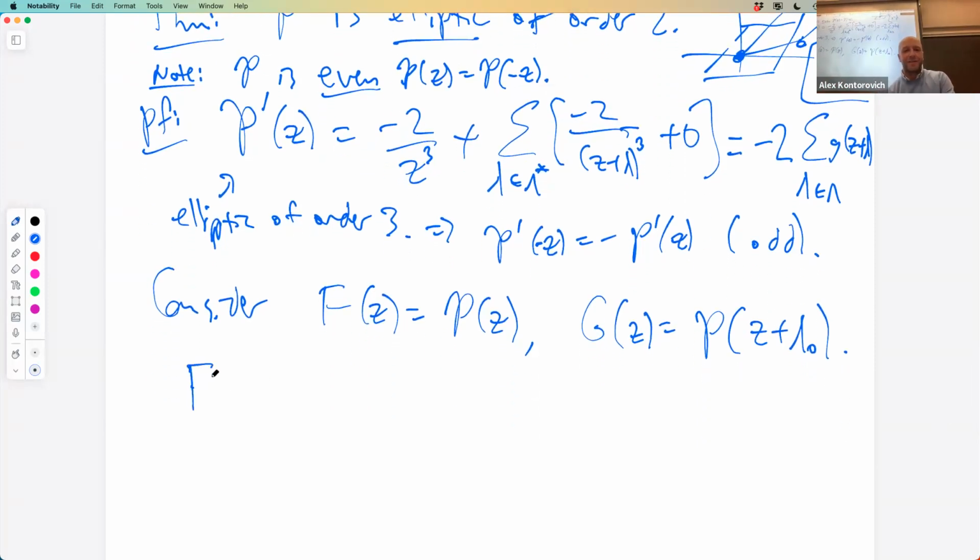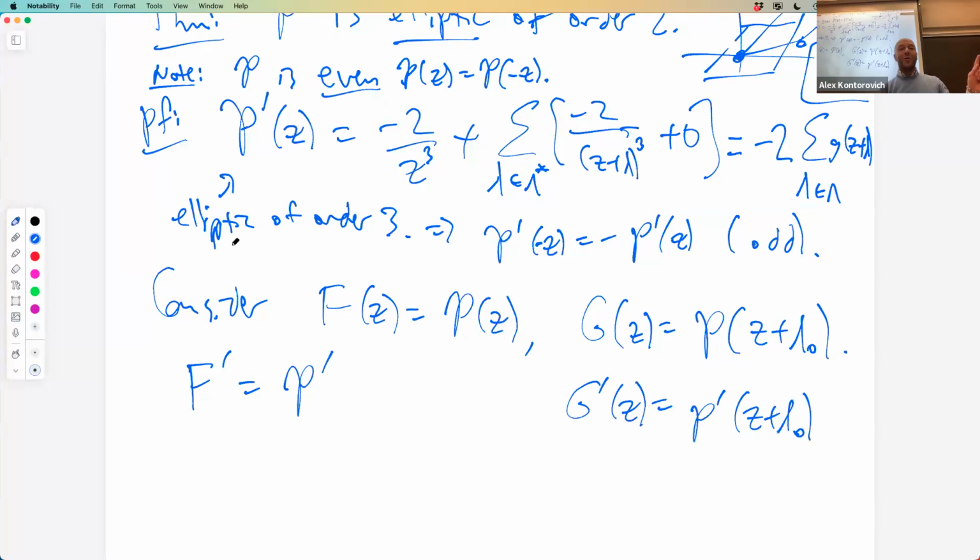The derivative of f is equal to P prime. The derivative of g, so g prime of z, is P prime at z plus lambda 0. But P prime, we know, is elliptic, is doubly periodic. So this is the same thing as P prime of z, by the periodicity of P prime. So f and g have the same derivative.